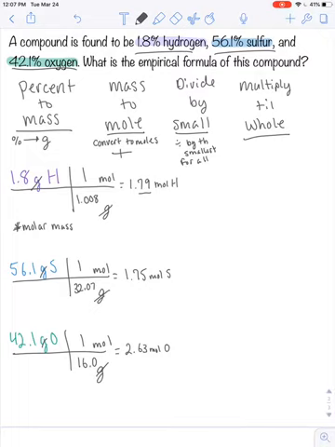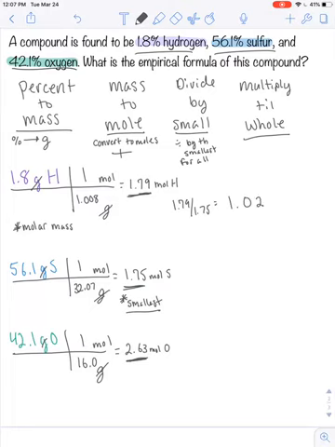Okay, so let's look at our numbers we have. 1.79, 1.75, and 2.63. So we're just going to pick the smallest one and divide all three of those numbers by that same number. So it looks like 1.75 is our smallest. So we're going to take all three of those numbers and divide by 1.75. So 1.79 divided by 1.75. When I type that in my calculator, I get 1.02.